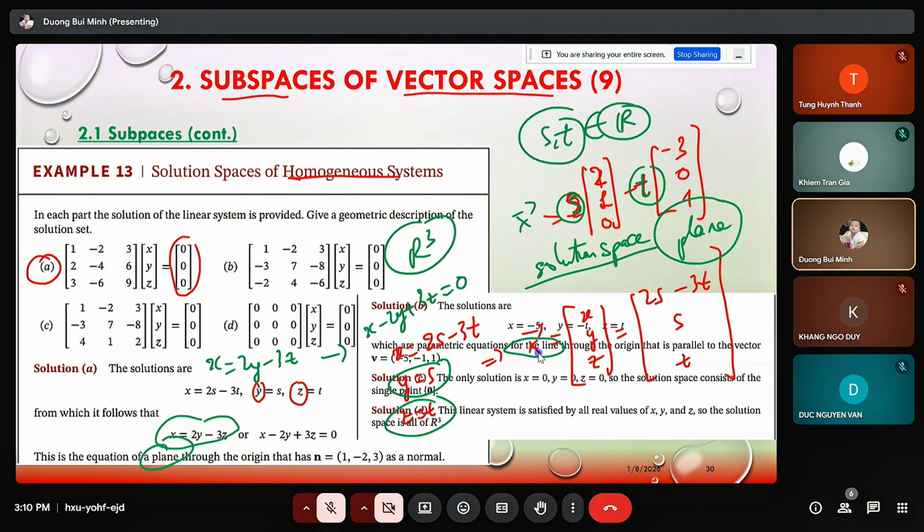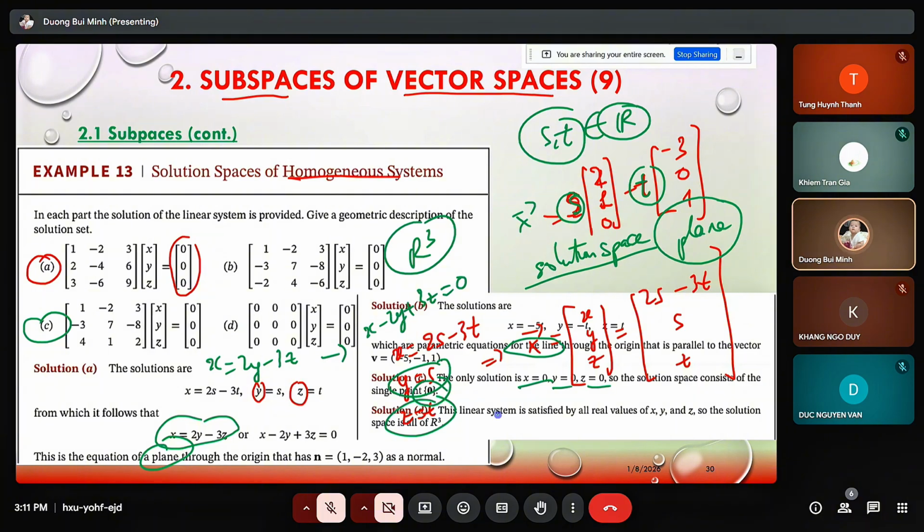Okay, for question C, we have x is 0, y is 0, and z is 0. That means we have the zero subspace, only one vector, the zero vector, right?